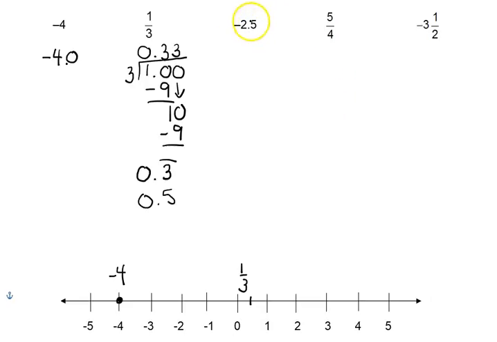-2.5. Now, if you don't know that 0.5 is the same thing as 1/2, let me show you how that is. The 5 is in the 10th place value, and I can simplify 5/10 by dividing by 5. So 5 divided by 5 is 1, and 10 divided by 5 is 2. So that's why it's the same thing as -2 and 1/2. So that's going to be in between -2 and -3, right here, -2.5.